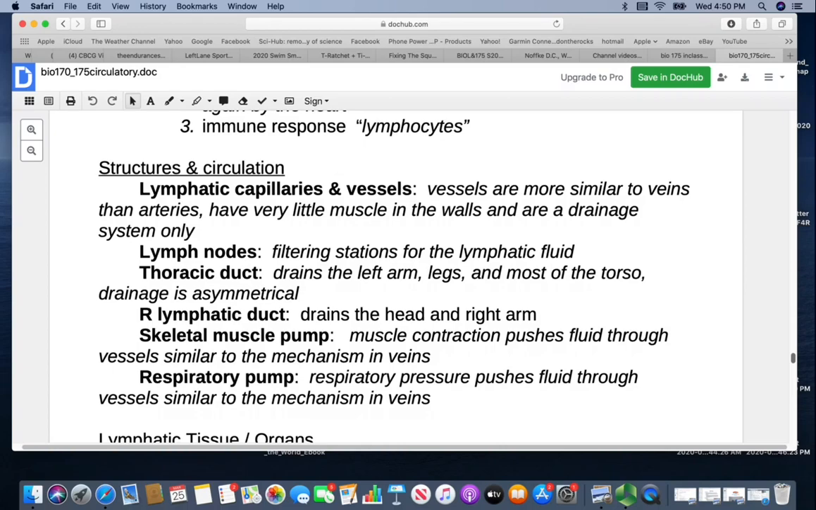Just like with the veins, you're going to rely on the skeletal muscle pump and respiratory pump. Skeletal muscle pump is going to use those muscle contractions to push the fluid through. Respiratory pump is going to rely on the expansion of the lungs through the respiratory system to move fluid through the vessels.